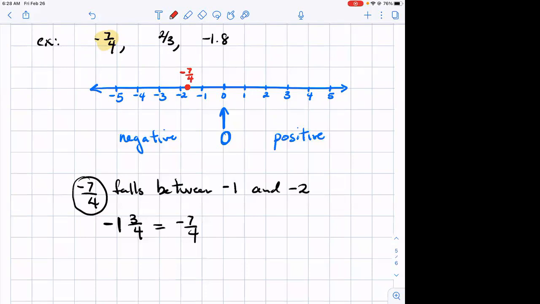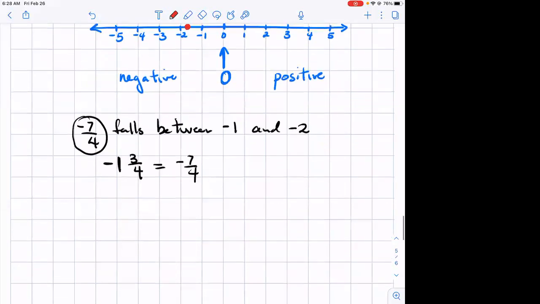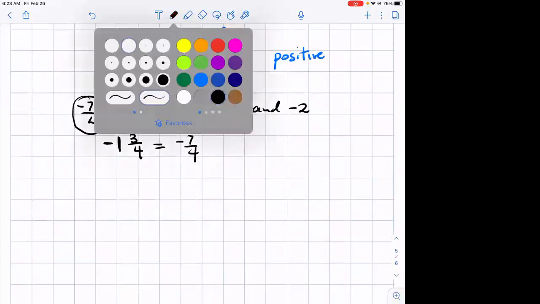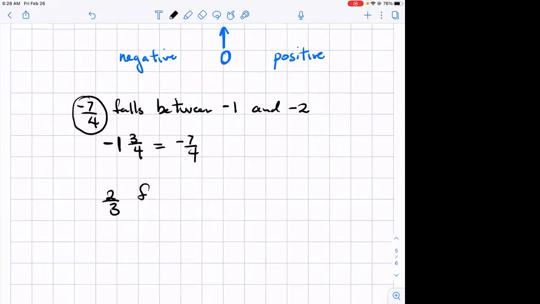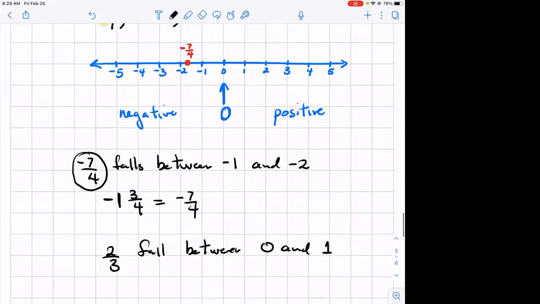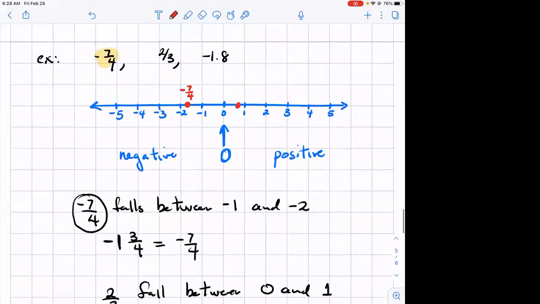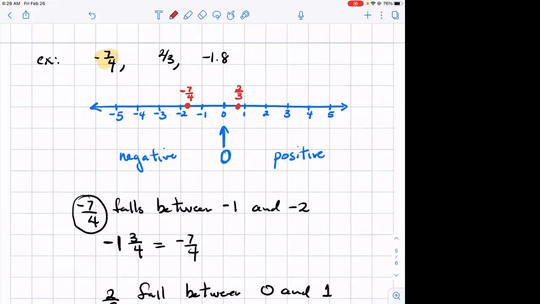It's an approximation. 2/3 falls between 0 and 1, because 3 over 3 would be 1. You don't have 3 over 3, you have 2 over 3, so it's closer to 1, right? We're just getting a good guesstimate here. It's closer to 1, so I would say somewhere over here will be 2/3.